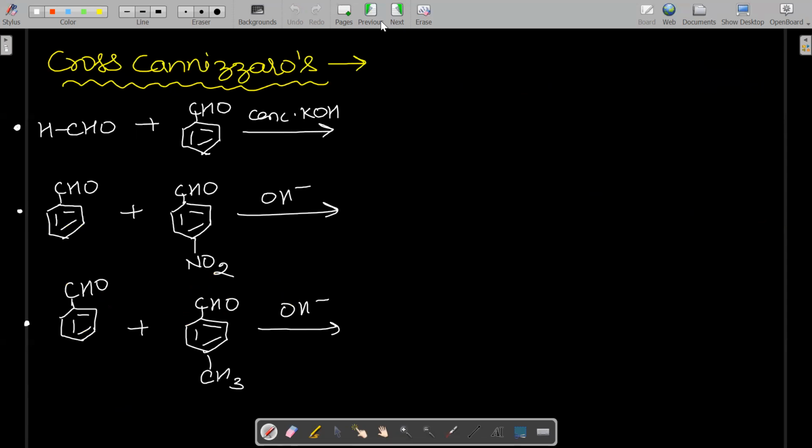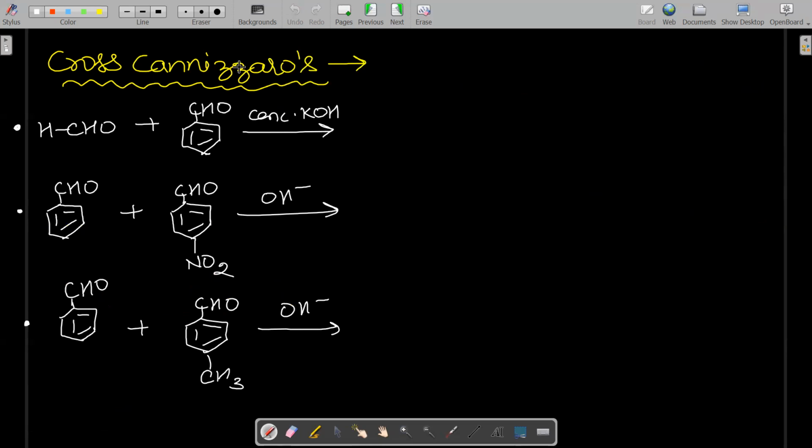We can now see cross-Cannizzaro. Okay. What is the meaning of cross-Cannizzaro? What I have discussed first is the Cannizzaro, we can say simple Cannizzaro reaction, or we can say inter-Cannizzaro reaction. Okay. So simply we'll say simple Cannizzaro reaction or Cannizzaro reaction. Second, we have discussed intra-Cannizzaro, meaning in the same molecule. Now, the third type of Cannizzaro reaction which we are going to discuss is cross-Cannizzaro.